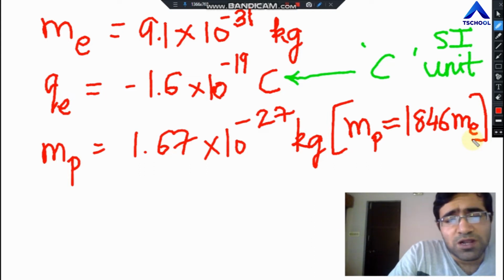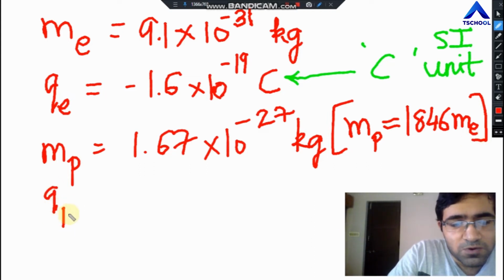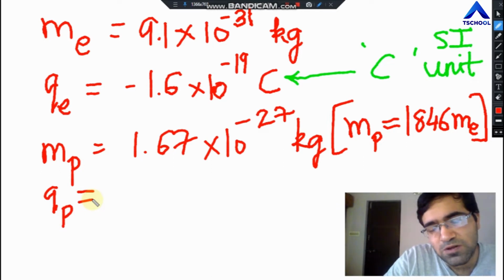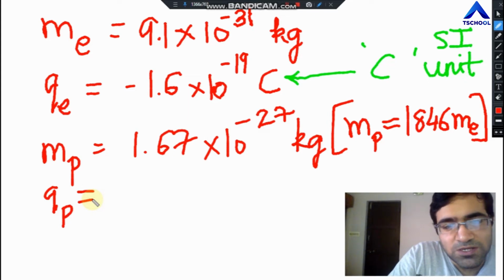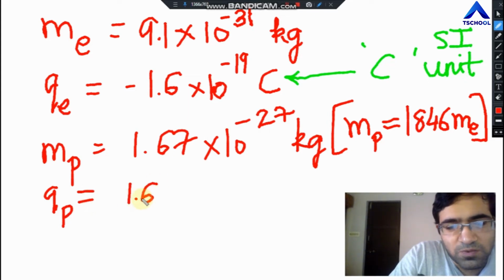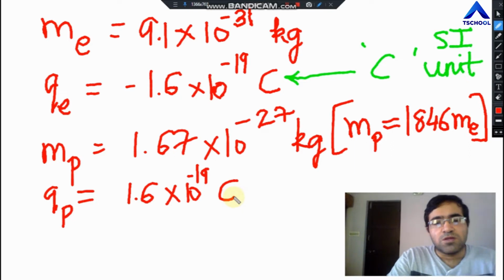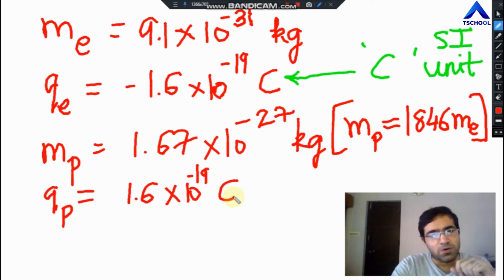Now the last thing, that is the charge of the proton. The charge of the proton is the same as that of an electron in magnitude, but they have different polarities. That is, the charge of the proton is positive 1.6 into 10 raised to minus 19 Coulomb. Okay, so these are the four important values that we should know, because we have to use them frequently in electrostatics problems. Now we're going over to solve a few numericals.